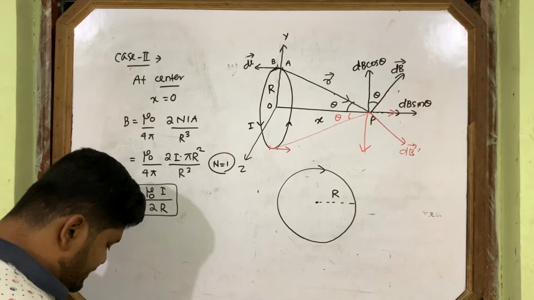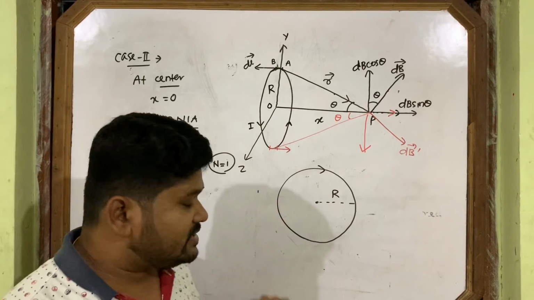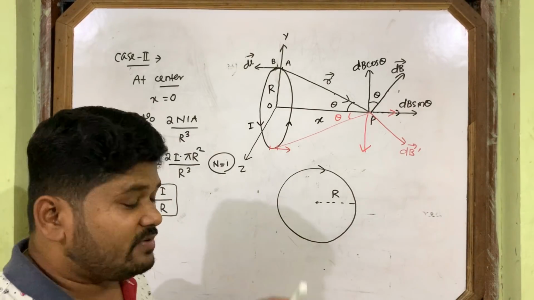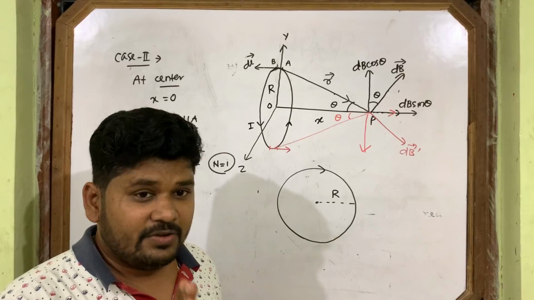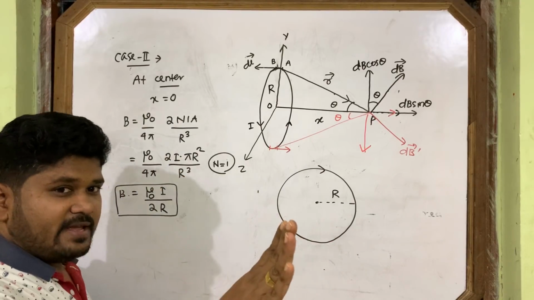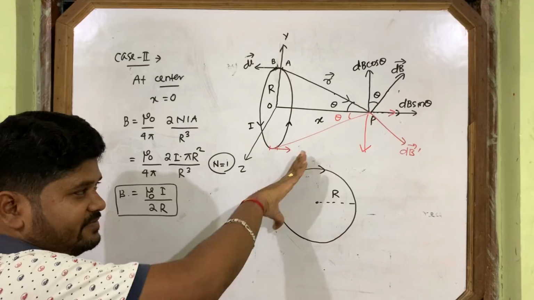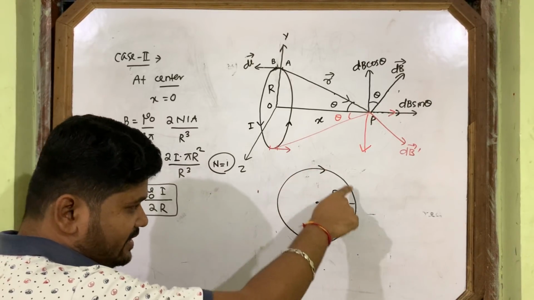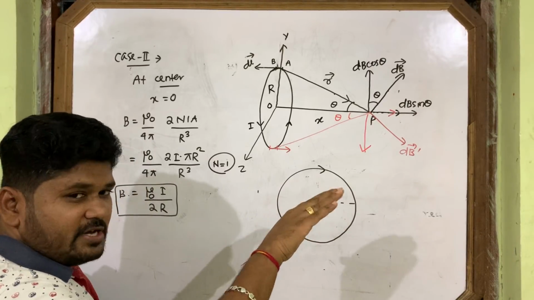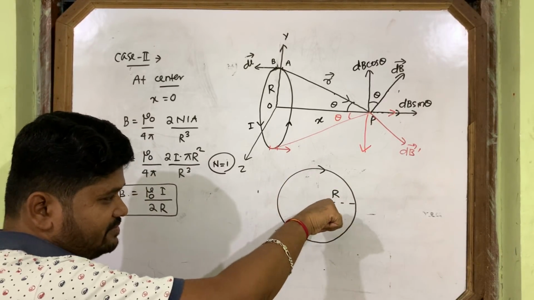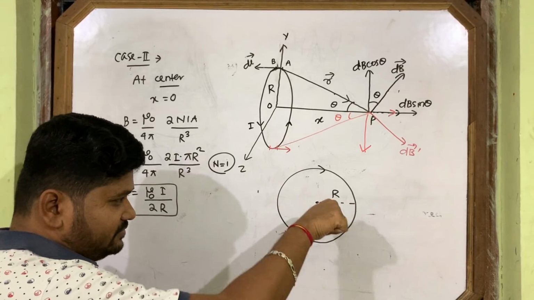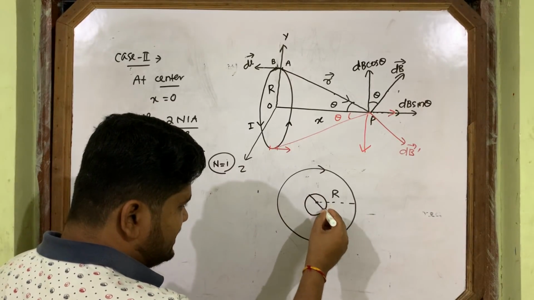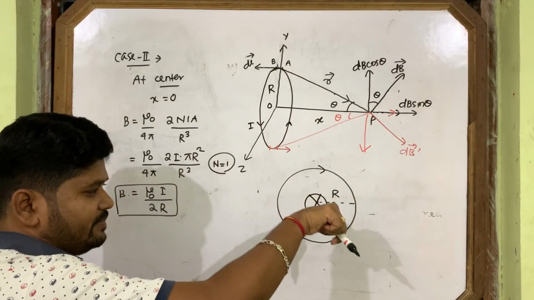But where is the direction of the magnetic field? That can be determined at the center by your right hand thumb rule. You see how I am applying? Finger curling is the direction of current. Make a round shape on your copy, and finger curling is the direction of current. Where is the thumb? Thumb is inward. Thumb inward means the symbol is like this: perpendicular to the plane, inward.